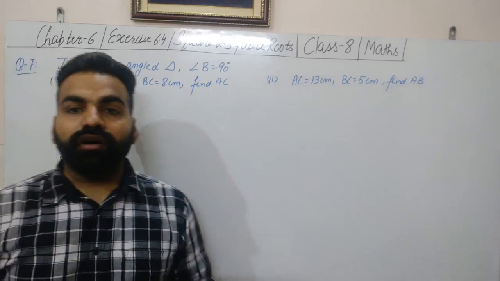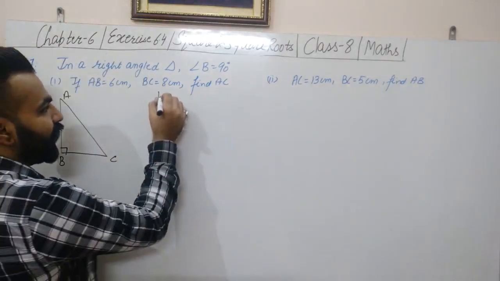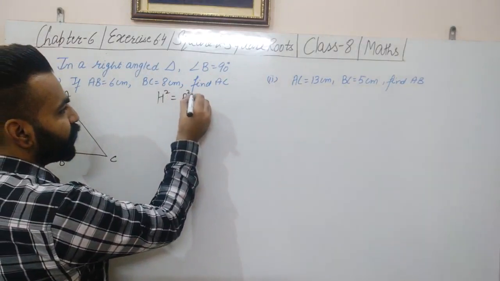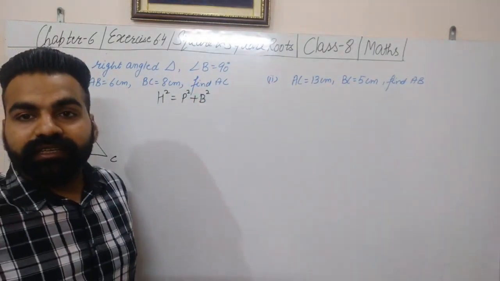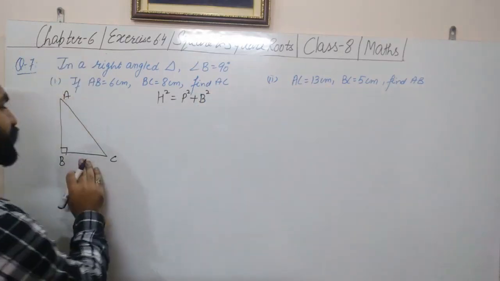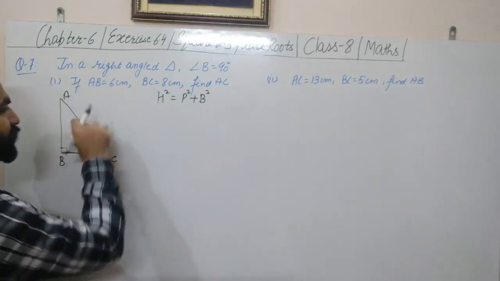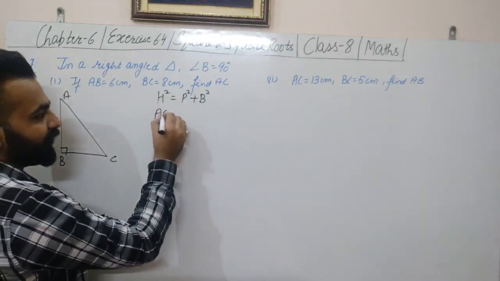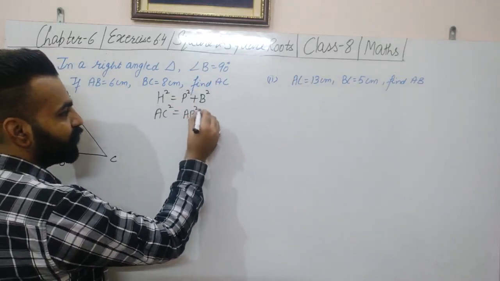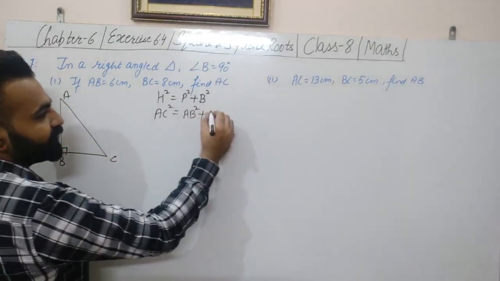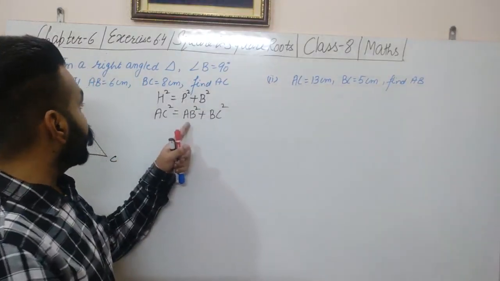Clear? So now we know about the Pythagoras theorem, which states that hypotenuse square is equal to perpendicular square plus base square if the triangle is a right angle triangle. So it is given it is right angle, so we can apply Pythagoras theorem. So what is the hypotenuse here? That is AC square. What is the perpendicular? AB square. And what is the base? That is BC square.